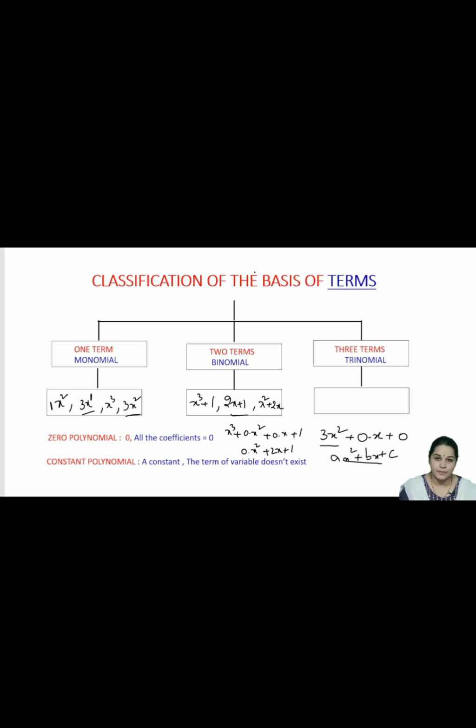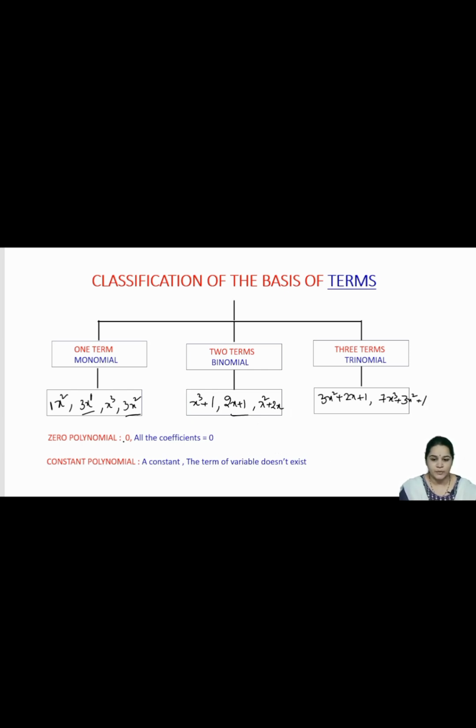If a polynomial has three terms, then we call it a trinomial. Examples: 3x square plus 2x plus 1 is a polynomial and it has three terms in it, so it is a trinomial. 7x cube plus 3x square plus 1 is a trinomial.